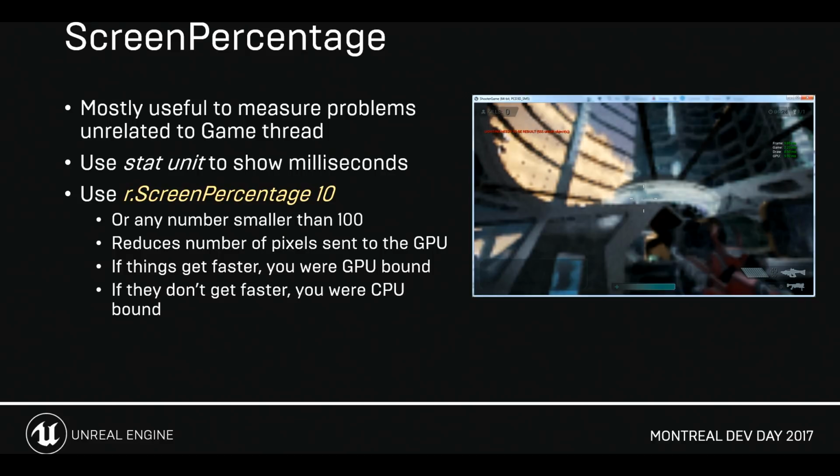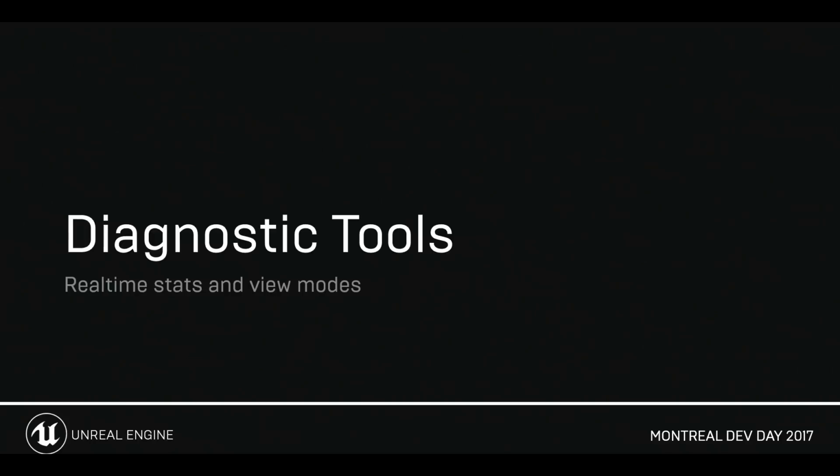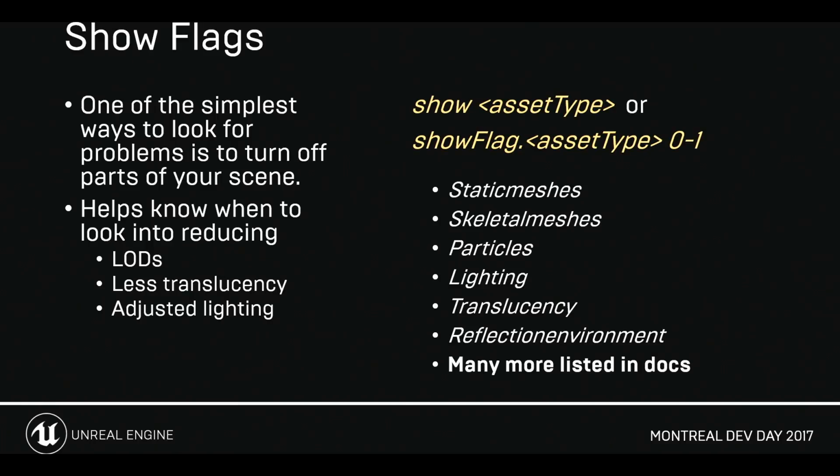So this takes your overall resolution, and you're only showing 10% of that. You're sending fewer pixels to the GPU, so it's doing less work, and if your game immediately speeds up, it turns out that your GPU is overtaxed. So it's a great way to, in just a couple of seconds, know where your bottlenecks lie. Oh, missed one. So show flags.